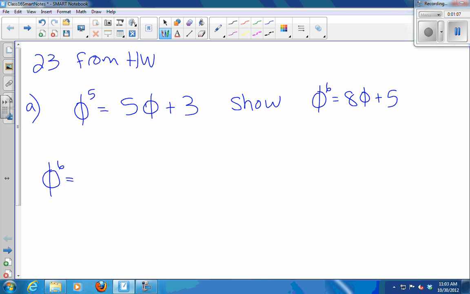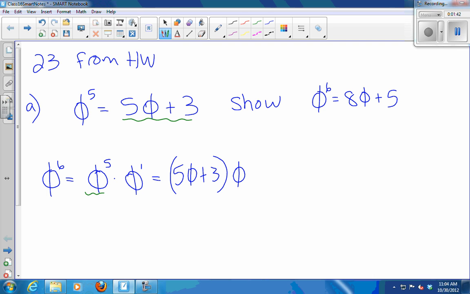So I'm going to do the derivation that we did like 5 or 6 times last class, where to find any power of phi, I use the power before it times phi. Because when you have like bases, you just add the exponents. So phi to the fifth times phi to the first would be phi to the sixth. Then replace phi to the fifth with what you know it is equal to, 5 phi plus 3.